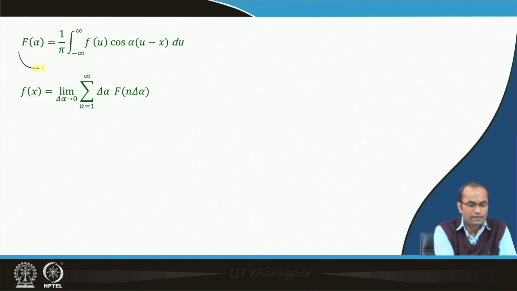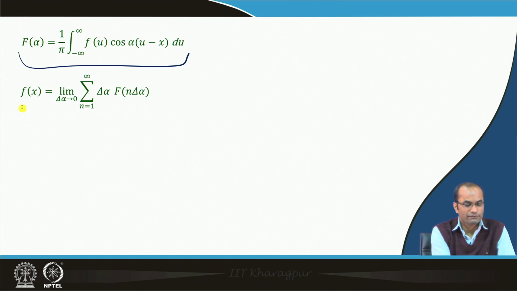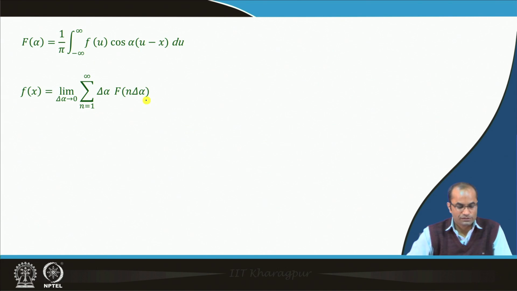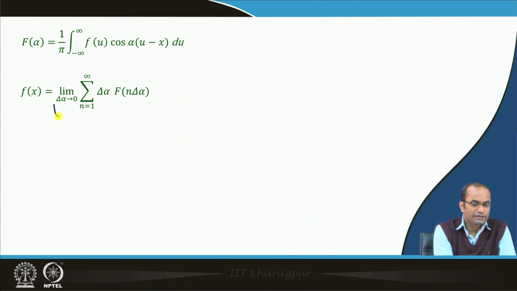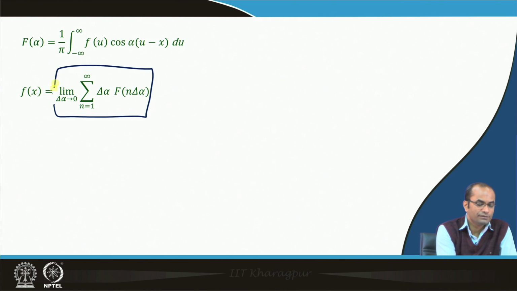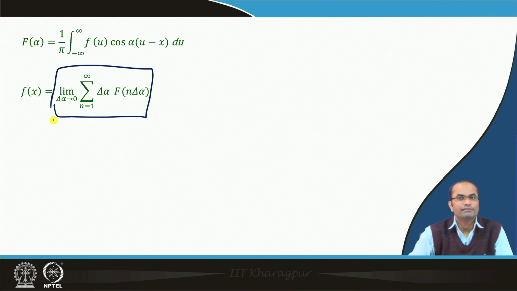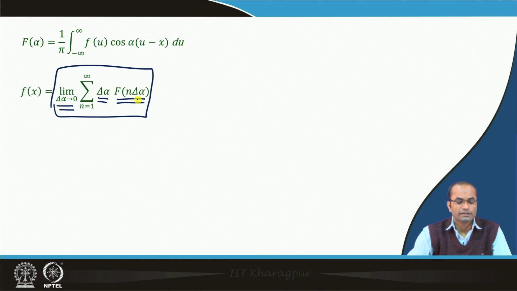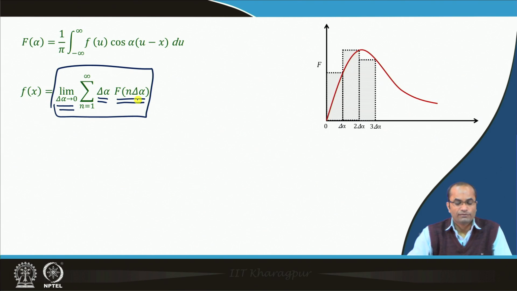So, now we will move to this. What we have is this F of alpha as per the definition, and the f(x) can be written now in terms of delta alpha and this function F which we have just defined. And now, if we take a close look at this term here, the right hand side of this f(x), where we have the limit delta alpha goes to 0, and again here delta alpha is sitting, and then we have the function F evaluated at n delta alpha.